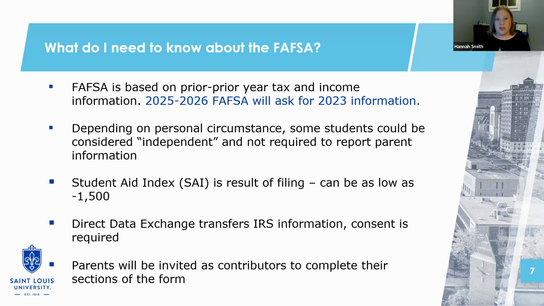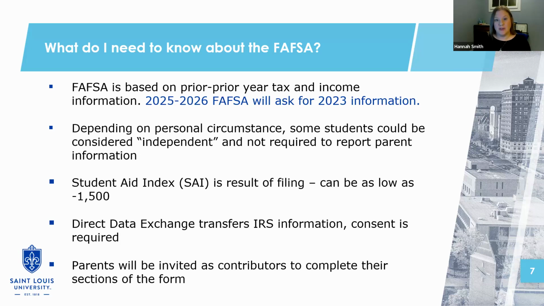And that SAI essentially is a plot point. It doesn't represent any sort of dollar amount of aid that you're receiving from institutions or what you'll have to pay institutions. It is a point on the index anywhere from negative 1,500 all the way up to 999,999. So that SAI is going to be sent to all of those schools that are active on your student's FAFSA, and that's going to determine their need at that institution.